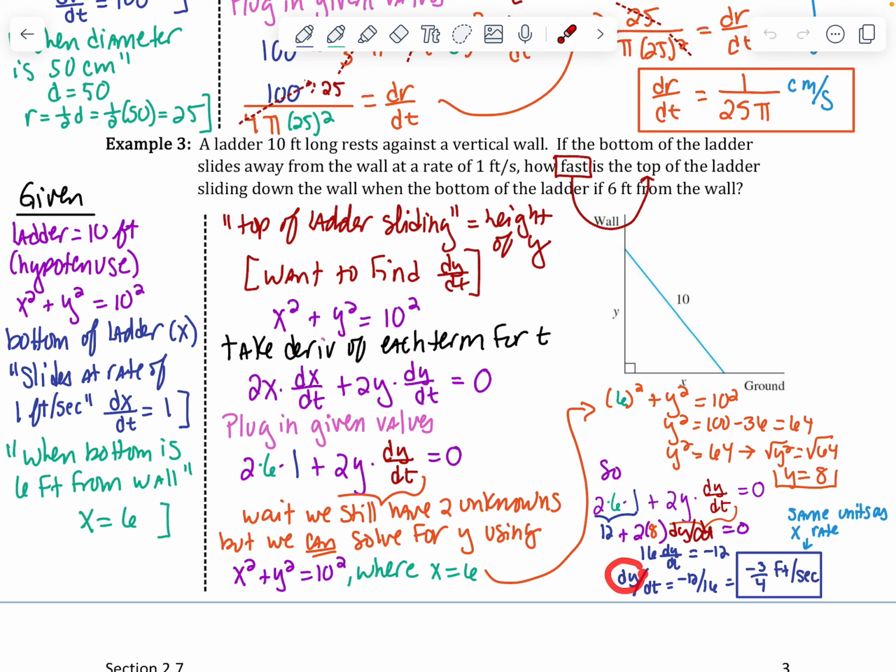In terms of units, remember what does y represent? Y represents the height of the ladder, and the height is measured in feet. And what is time being measured in? According to the question, time is measured in seconds, so we have per second.